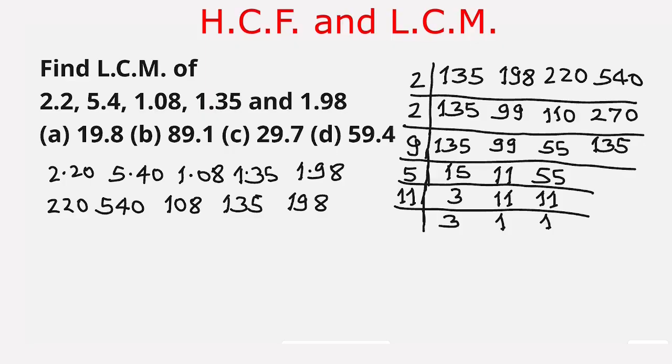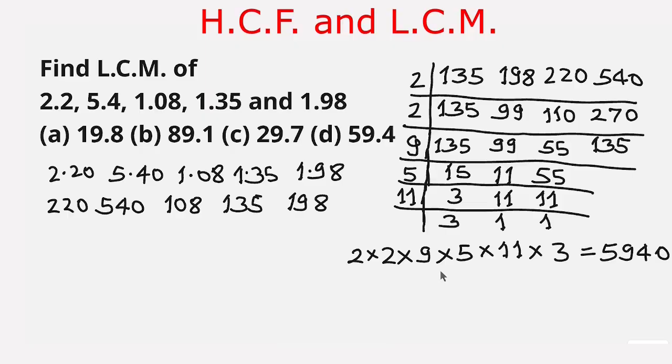So the LCM is 2 multiplied by 2 multiplied by 9 multiplied by 5 multiplied by 11 multiplied by 3. 5 times 3 is 15. 15 times 2 is 30. 30 times 2 is 60. And 60 times 9 is 540. And 540 times 11 is 5940.